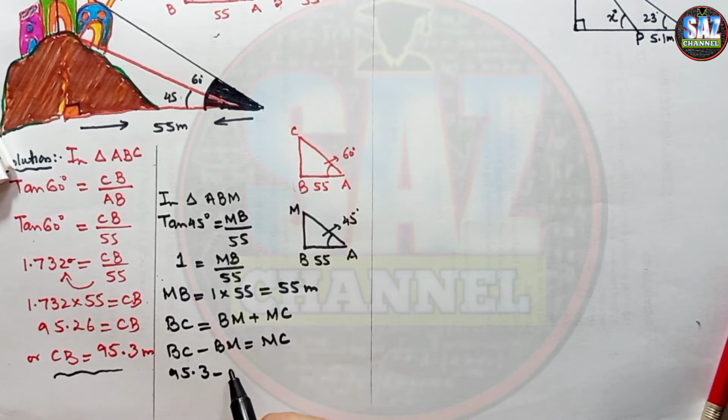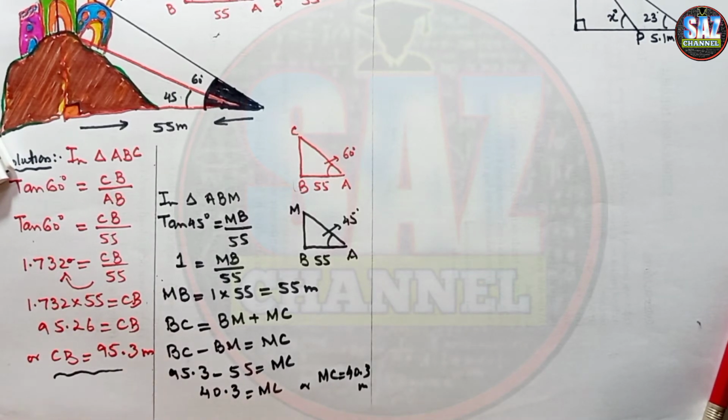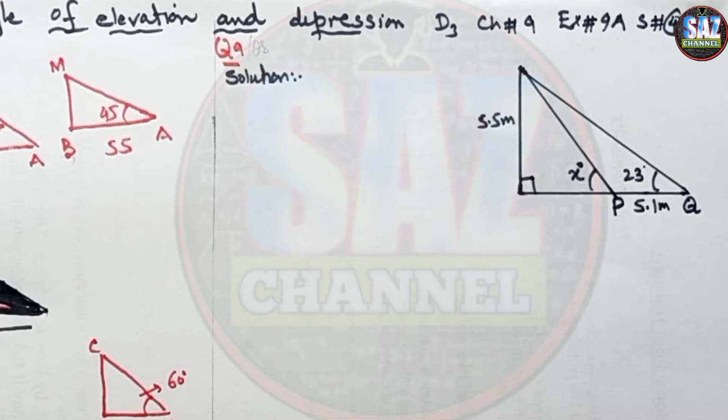95.3 minus 55 equals MC. 95.3 minus 55 equals 40.3. 40.3 equals MC, or MC equals 40.3 meters, and which is the height of castle. I hope you are clear about this question, and let's quickly move to the next question, and let me read the question from the book.